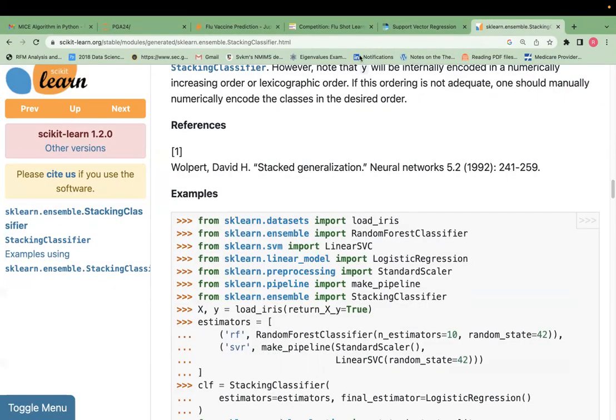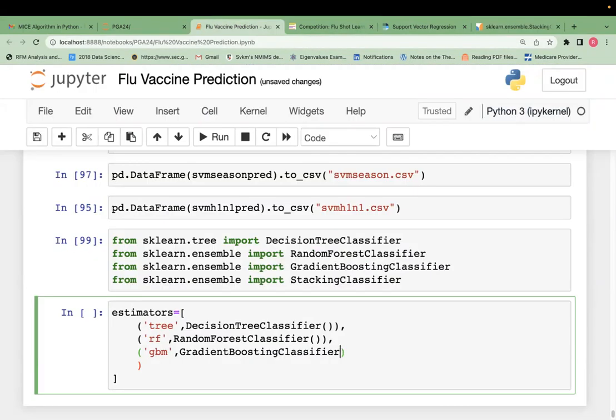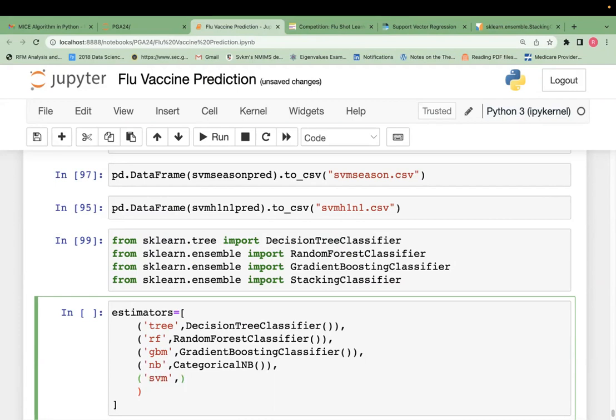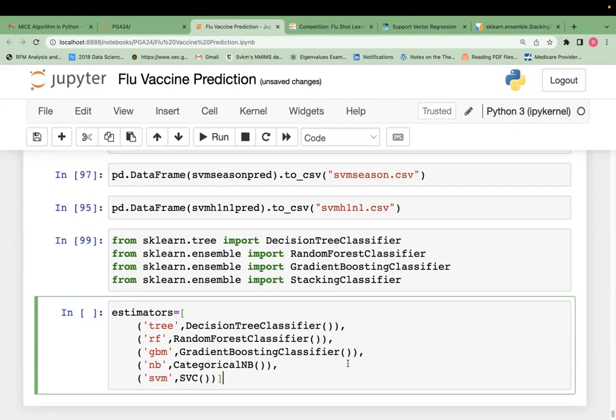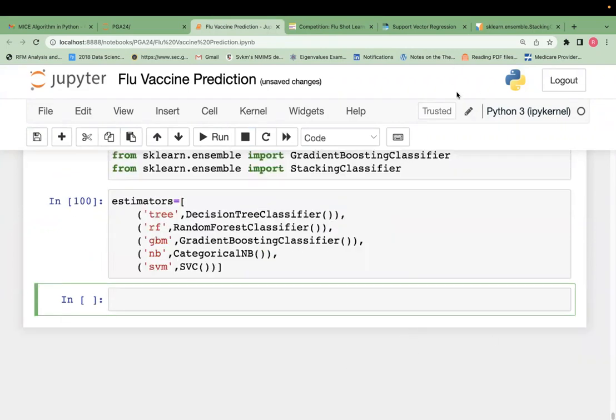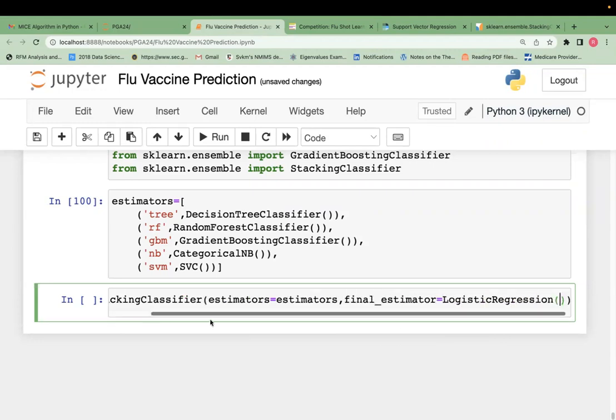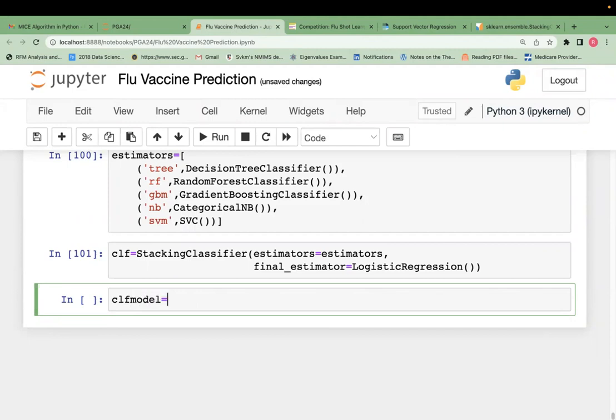So this is only with two brackets. Boosting classifier, categorical NB, SVM, comma, SV. These are the models, right? Tree, RF, GBM, NBM, NBN, SVM as estimators. CLF is equal to StackingClassifier, estimators is equal to estimators, comma, final_estimator is equal to logistic regression.